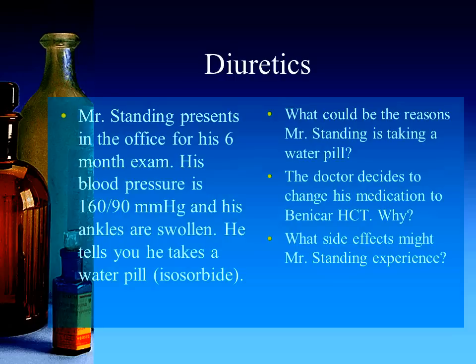Well, in essence, it's what we talked about here. Isosorbide is an osmotic diuretic, and it pulls out water, but mildly. He's been on it, and his blood pressure's still up a little bit, and his ankles are still swollen. So my guess is the physician's going to say, you know what, I think we need to kick it into high gear and give you something that's going to pull out more fluid. In which case, Benicar HCT, which is hydrochlorothiazide, is a thiazide diuretic and will pull out more fluid than the osmotic will.